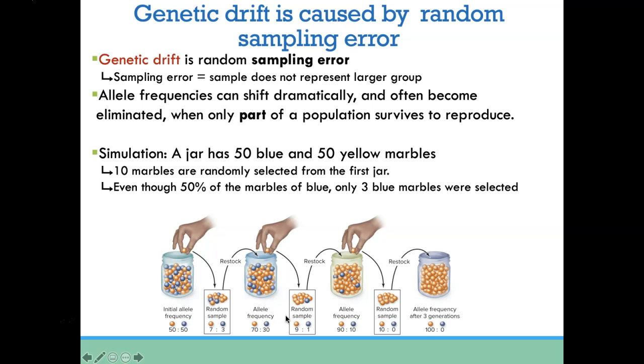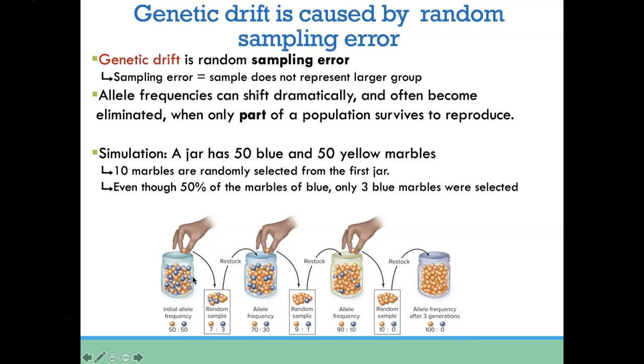And then if I were to restock that again for another generation, that would be 90 yellow to 10 blue marbles. And then if once again I were to take another 10, chances are I would get only 10 yellow marbles. And if I were to restock my next generation, the allele frequency totally changed from 50-50 to 100 to 0. So this represents genetic drift.